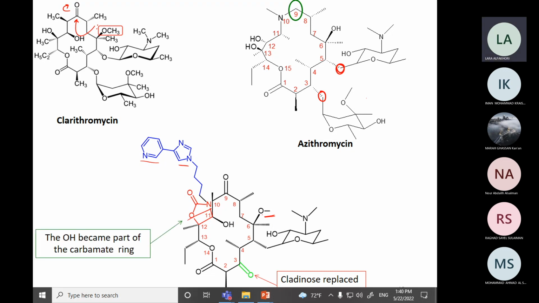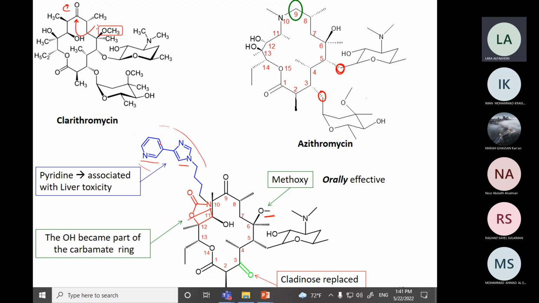Telithromycin has very strong binding to the ribosome. Mostly because this extra group in here binds into a cleft inside the ribosome, which increases the binding affinity of this drug to the ribosome. So in terms of activity, it's more active than azithromycin, clarithromycin and erythromycin. The issue associated with this compound is that the pyridine in here has been associated with the liver toxicity seen with telithromycin.